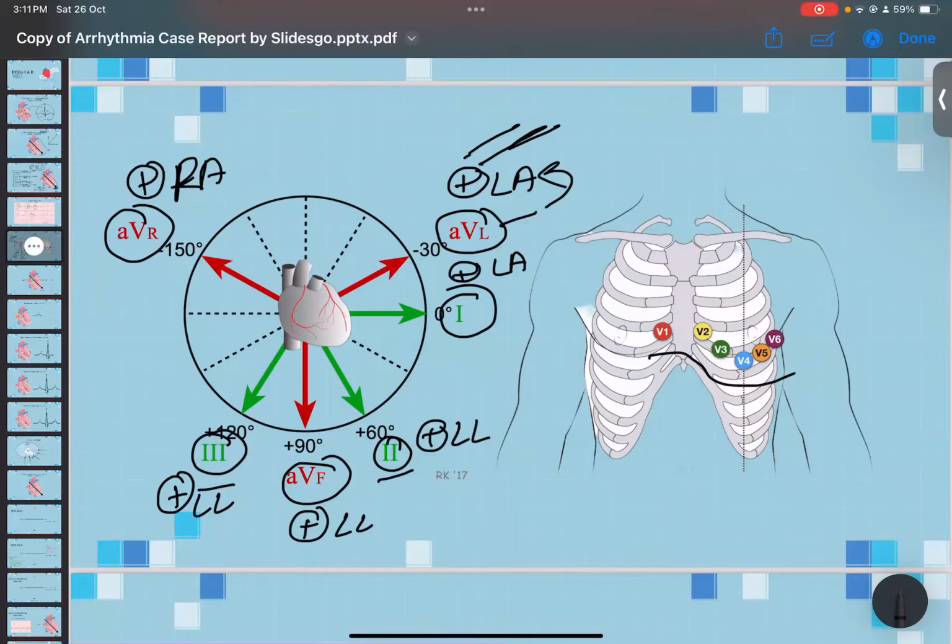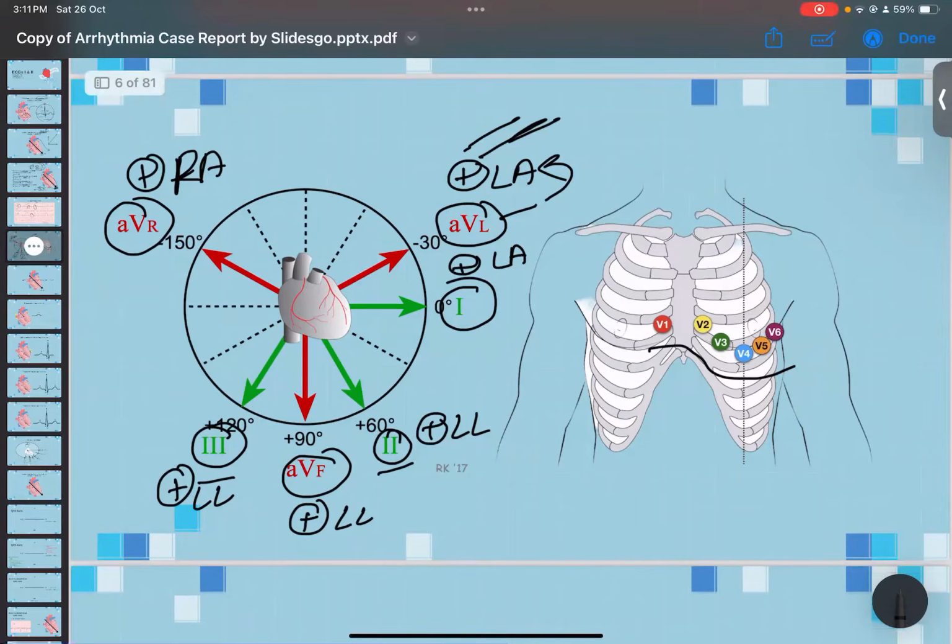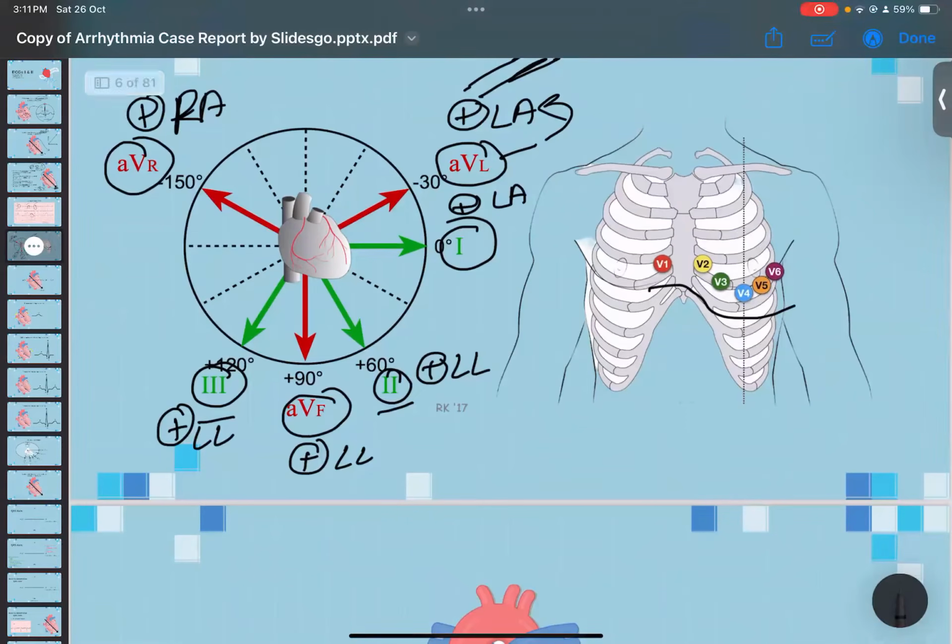So you want to memorize where exactly the positive electrodes for each of the leads are placed, all right? And one more thing, if I'm going too fast, please let me know, and I'll slow down for you a bit, okay?